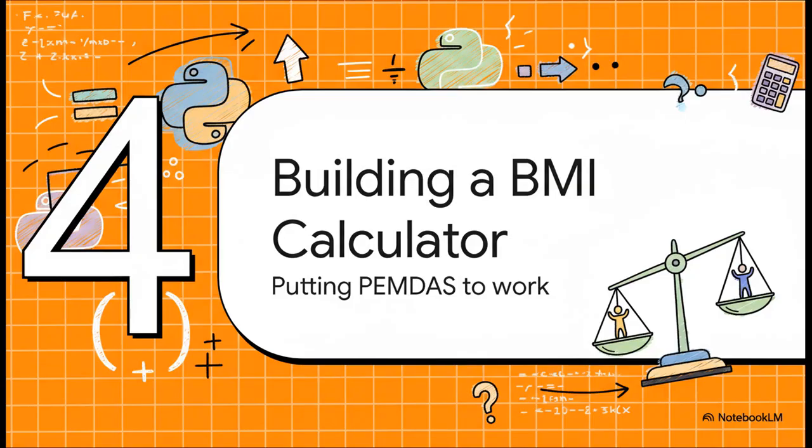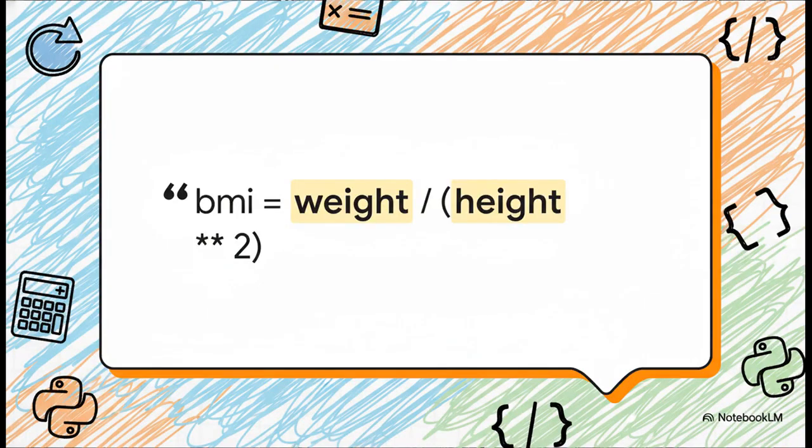All right, enough with the abstract math problems. Let's take this concept and put it to work in the real world. We're going to build a simple but really useful tool, a body mass index, or BMI calculator. So this is the standard formula for BMI. It's just a person's weight in kilograms divided by the square of their height in meters. It looks pretty simple, right? But PEMDAS is doing some serious heavy lifting behind the scenes here.